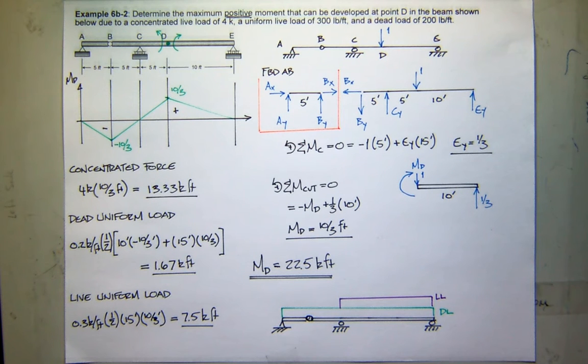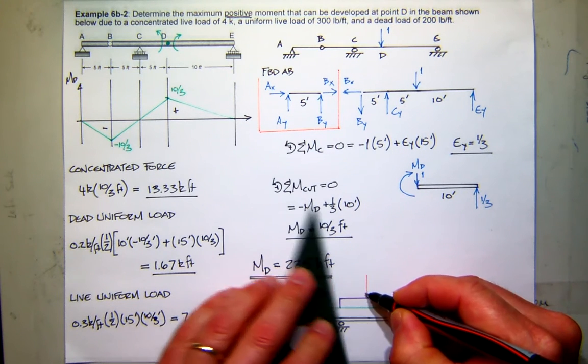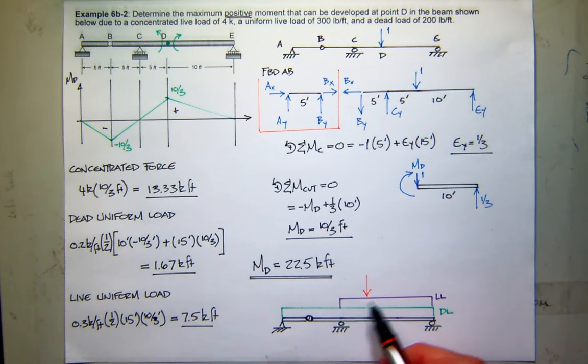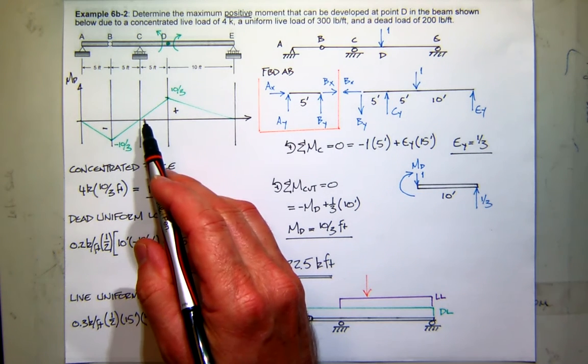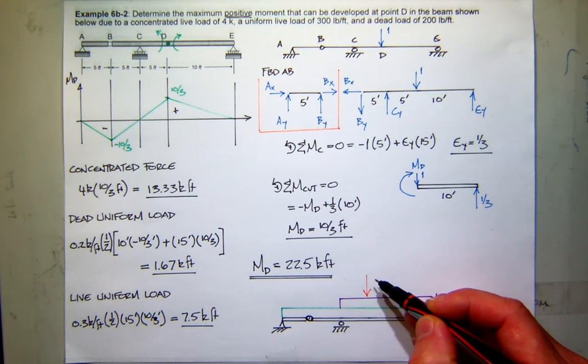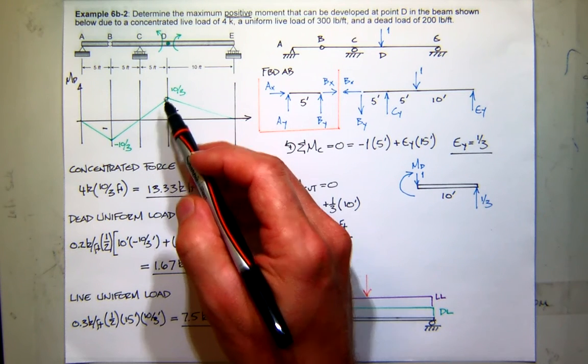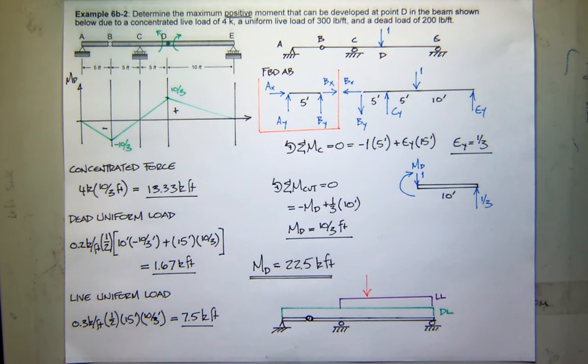And then where does the concentrated force go? At D. So that's the load combination for this particular one. The dead load runs the whole structure. The live load we position just over the positive area of the influence line. And the concentrated force is at the largest positive value, which is right at D. I'll go ahead and put in these dimensions just to help you see it.